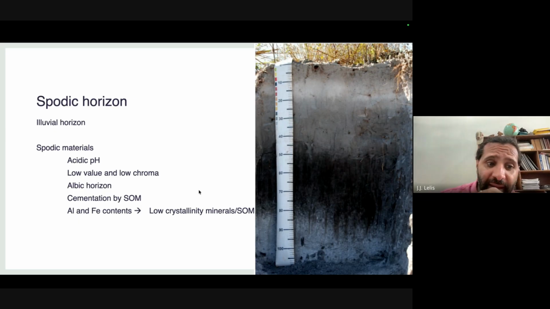Okay, and of course these aluminum and iron contents are more connected to low crystallinity minerals and their connection with soil organic matter. Okay, so we don't register very high aluminum and iron contents, but they could be high. They are more commonly very low contents, but they are connected to the organic matter. Okay, so you are not seeing something like goethite and hematite formed as in the oxic horizons. No, the aluminum and the iron are more connected to the organic matter.